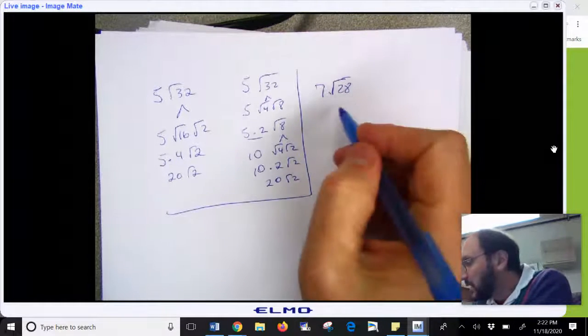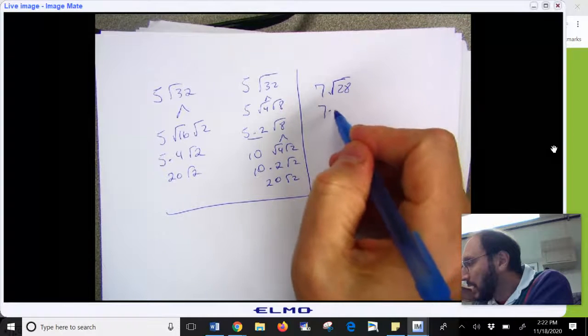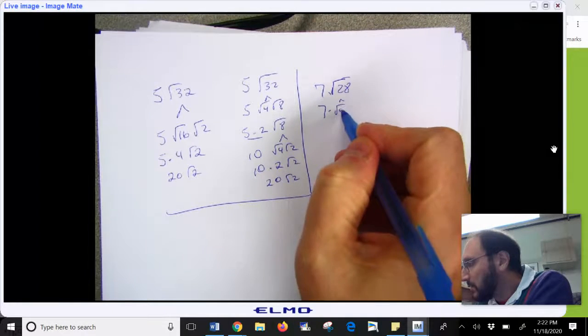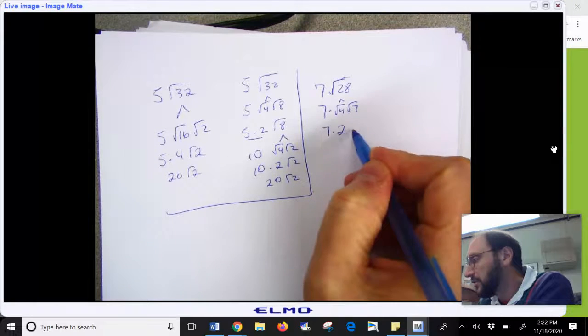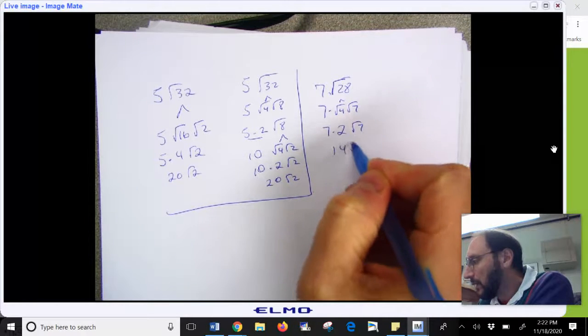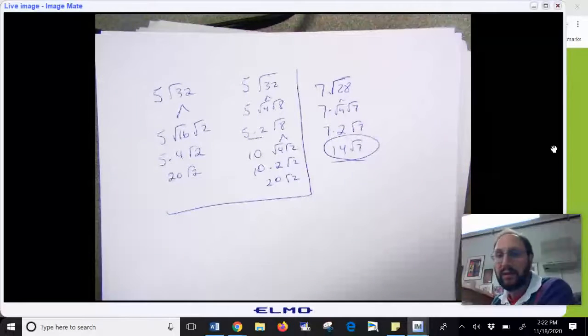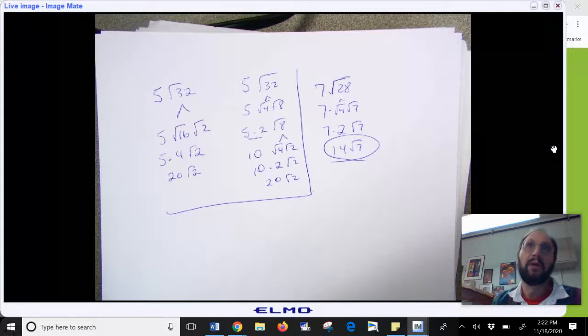All right, let's see. 28, there's a 4 in there, so 4 times 7 is 28. Square root of 4 is 2. Therefore, my answer is 14 square root of 7. I hope that's what you got also.